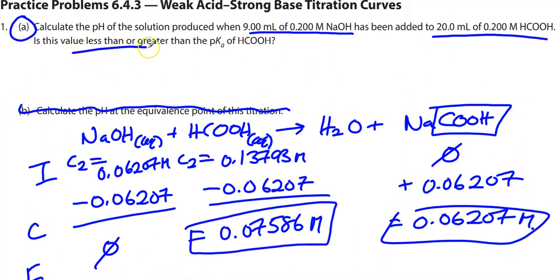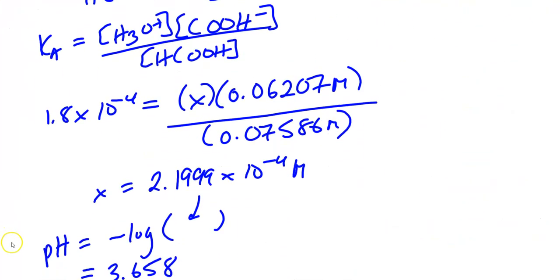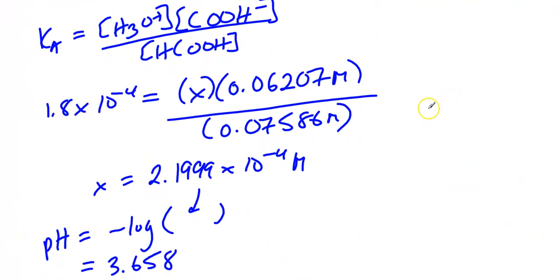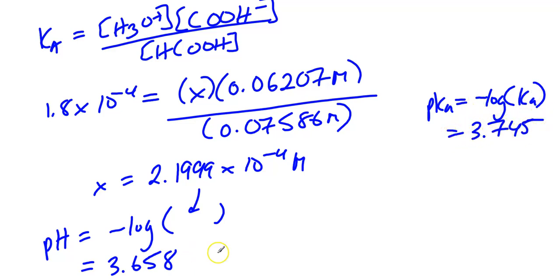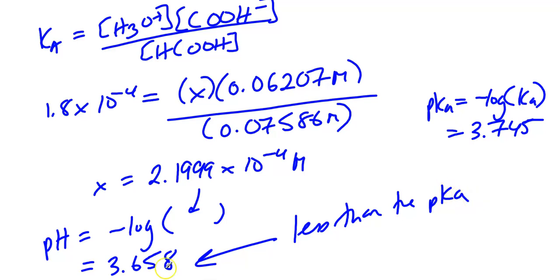Okay, now, the question didn't ask us for that, actually. It asked us, is the value less than or greater than the pKa for HCOOH? So we have our Ka. So pKa is equal to negative log of the Ka, which is 3.745. So that means this is less than the pKa. Right, so what that means is we're not at the halfway point to equivalence yet, because at the halfway point to equivalence, those two should be the same.